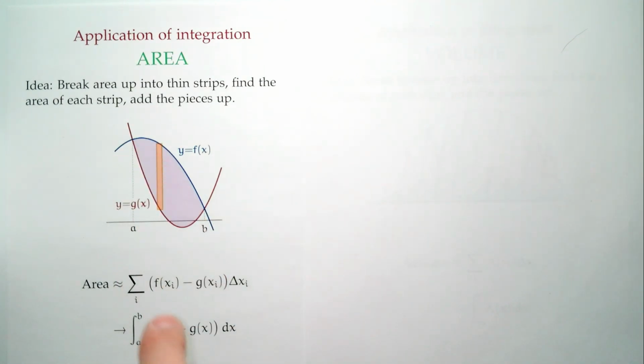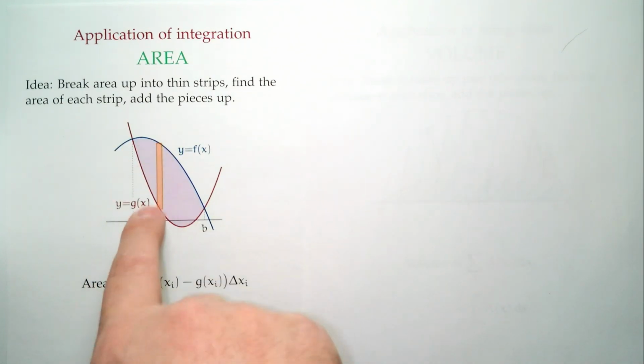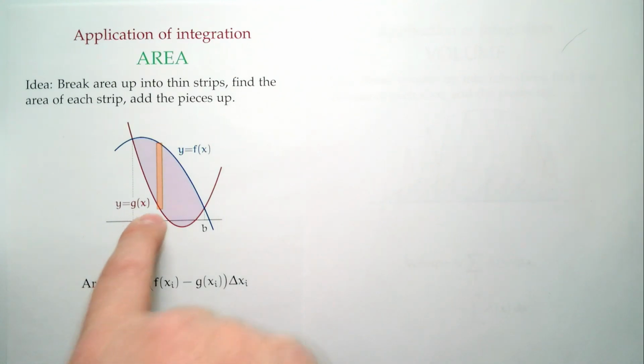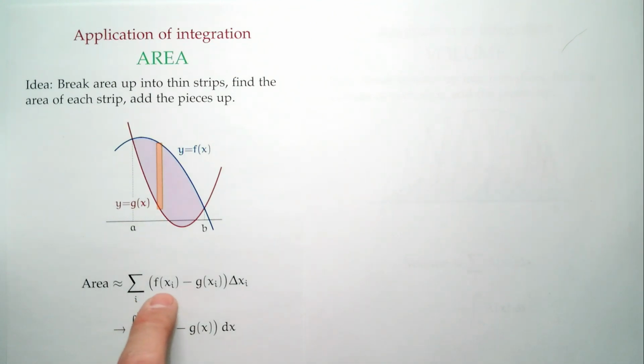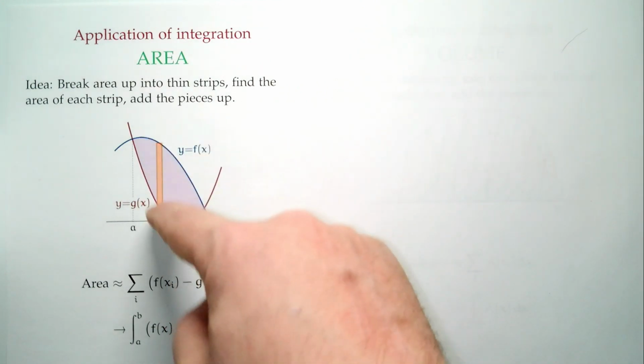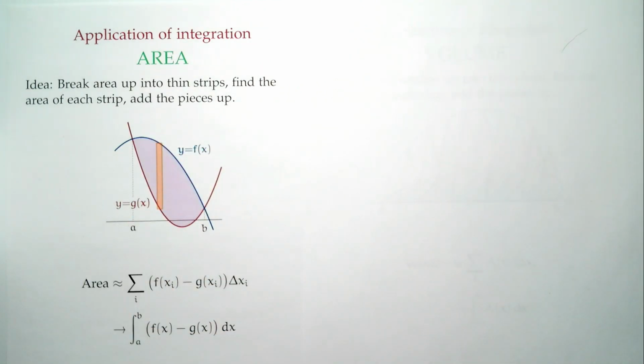Well, what we do is we think about breaking things into little slices. So here's a little tiny slice. And I can say, well, how much area is in that slice? It's f of xi minus g of xi, that's the height, times the delta xi, which is the width. So f of xi minus g of xi is the height. The delta xi is that little tiny length across. That's the area of one piece. We add them all together, and we get the total.